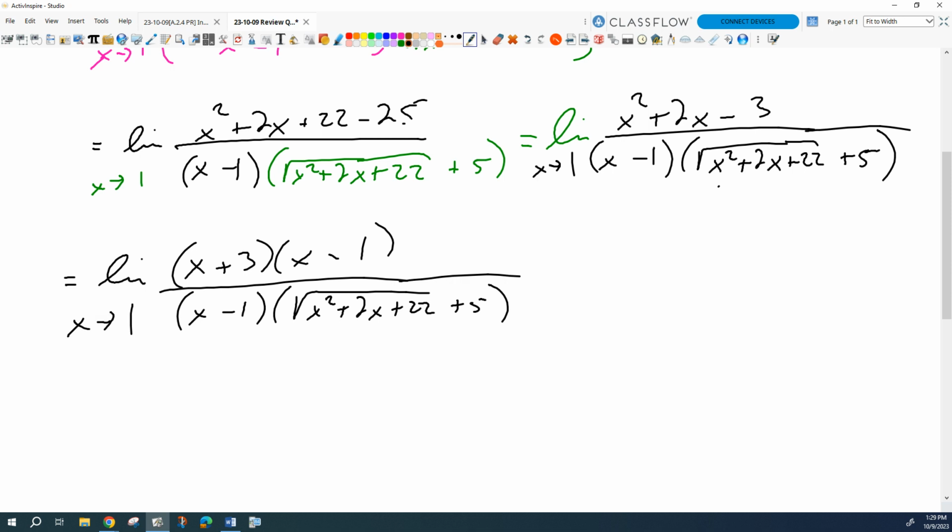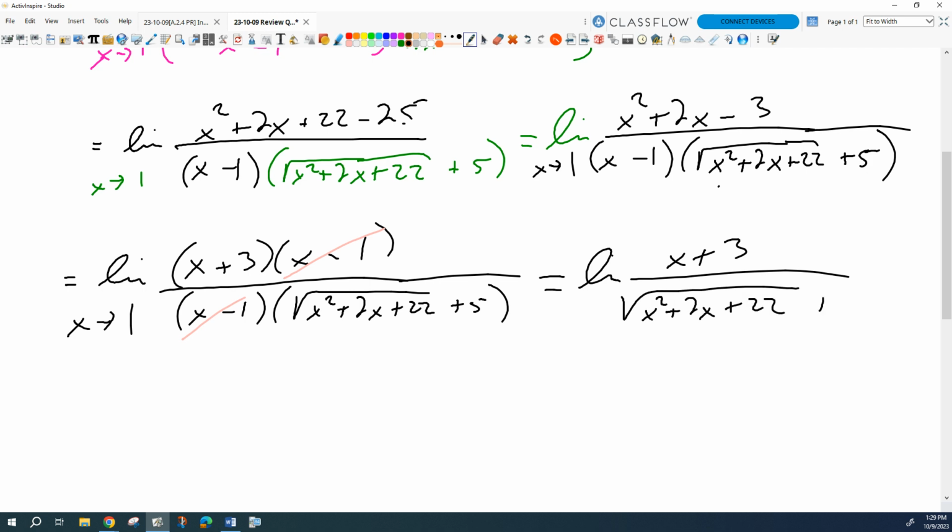And what's so great about this? What can I do? Good. I cancel the factors that are causing the indeterminacy, the x minus 1s. Okay, and now we've got a limit that we can take. And what do I get? I end up getting 4 over 10, everybody agree? I'm going to get square root of 25 plus 5.